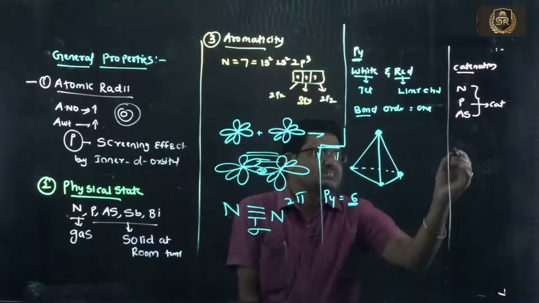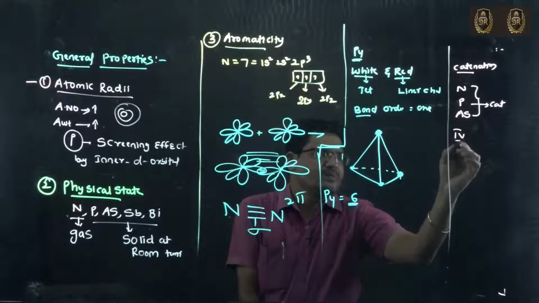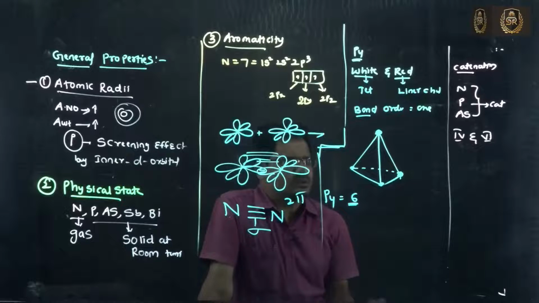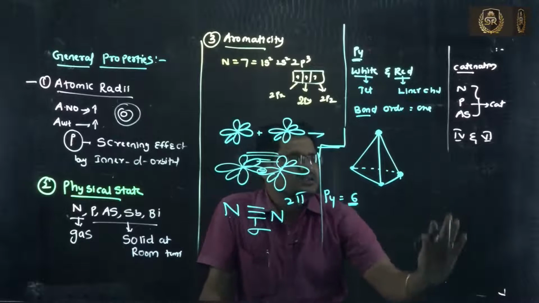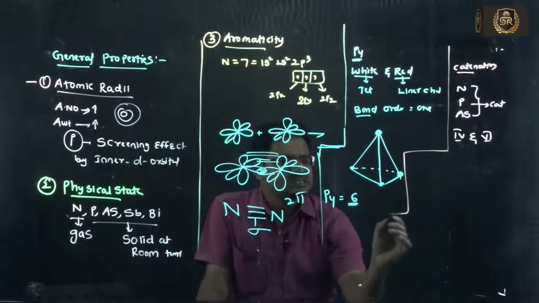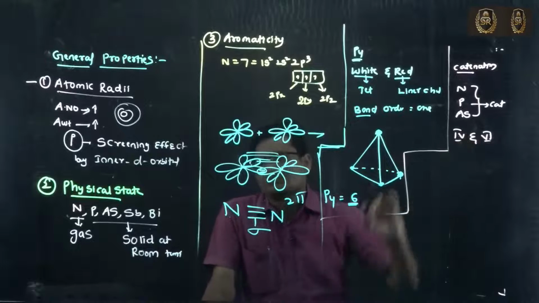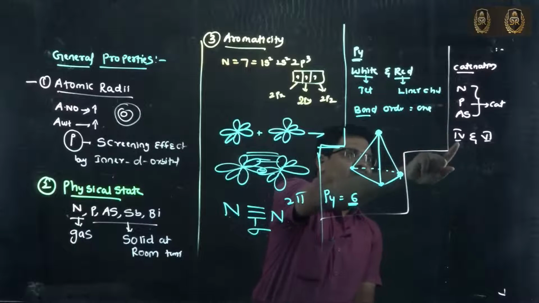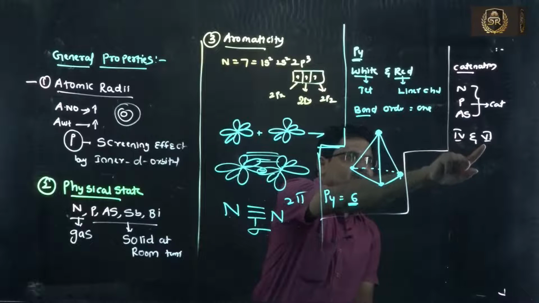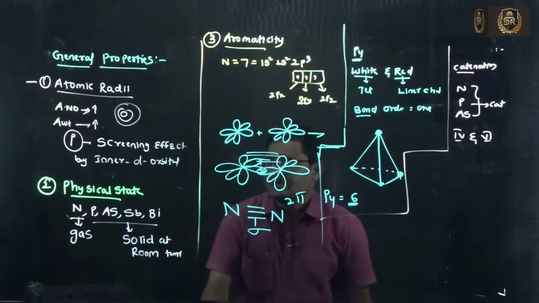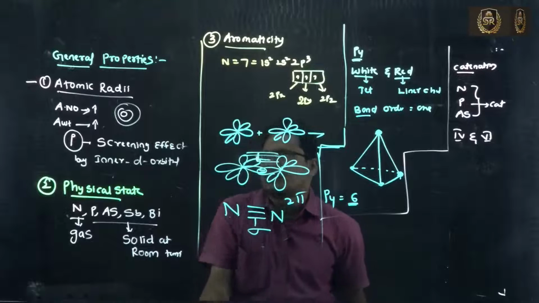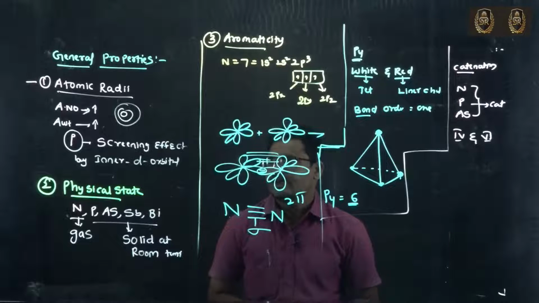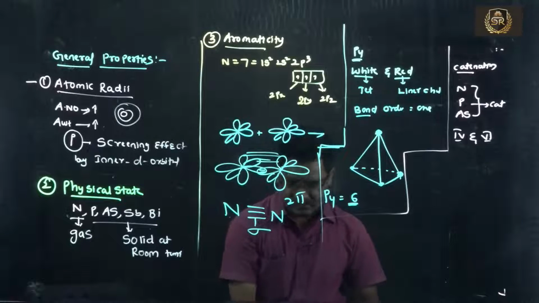This catenation is less than in the 4th group elements and 6th group elements. That means 4th group elements have very high catenation. 6th group elements also form catenation very high compared to this. That's why catenation in the 4th and 6th groups is very high compared to the 5th group elements. In the 5th group, the first 3 elements, nitrogen, phosphorus, arsenic, form catenation.